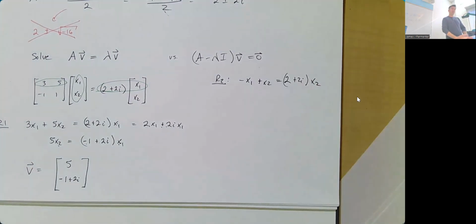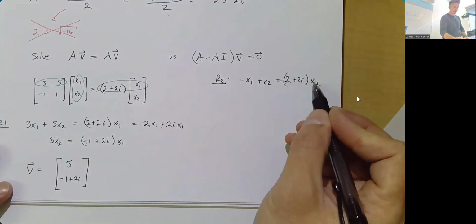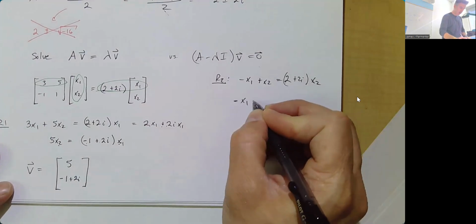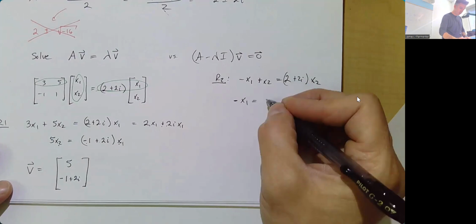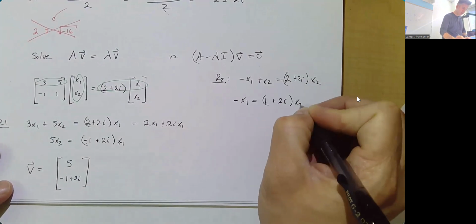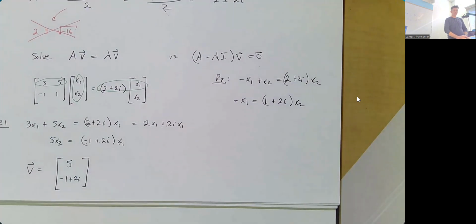I'm going to do the same thing I did before. I'm going to bring all the x2s and x1s to separate sides. So I've got a 2x2. I'm going to subtract one of those x2s and get -x1 equal to 2 minus 1 is 1 plus 2i times x2. Is everyone cool with the work I've done? It's okay. If you're not, say something. I'm happy to explain more.